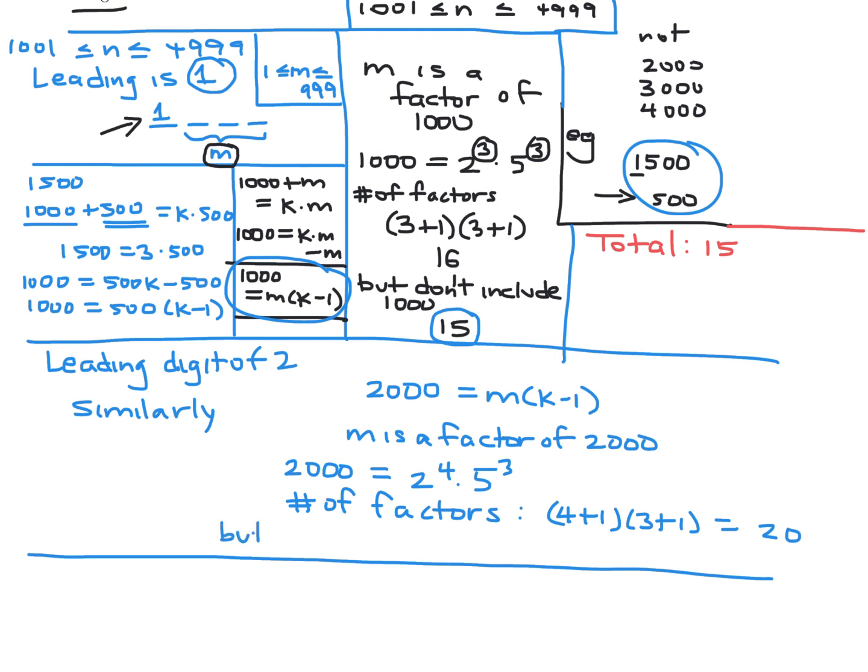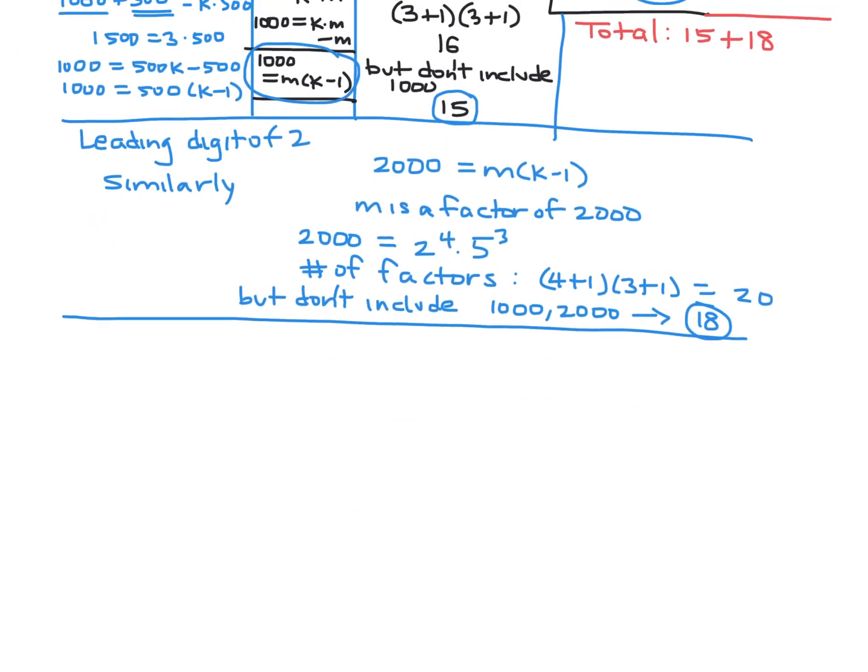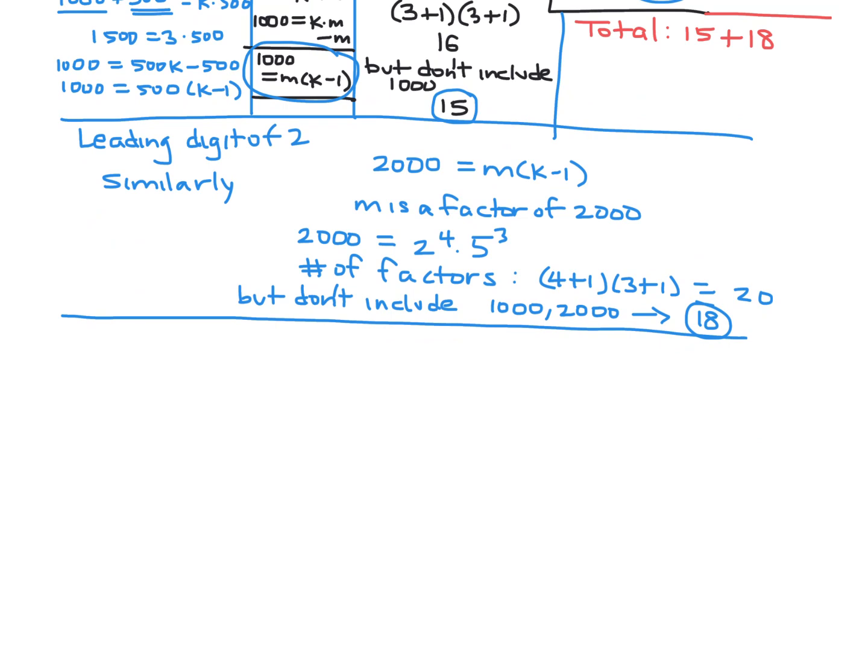But don't include 1,000 and 2,000 because those are multiples of 1,000. So really it's 20 minus these two, so 18. So 18 is how many we get from the leading digit of 2. So hopefully you're getting the hang of this. So let's keep going here. And now we get the leading digit of 3.